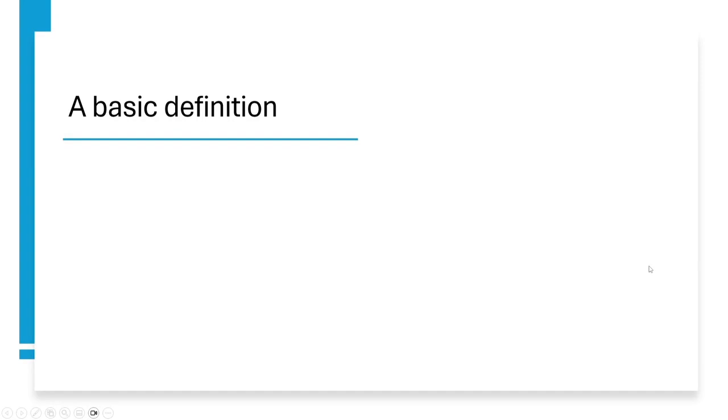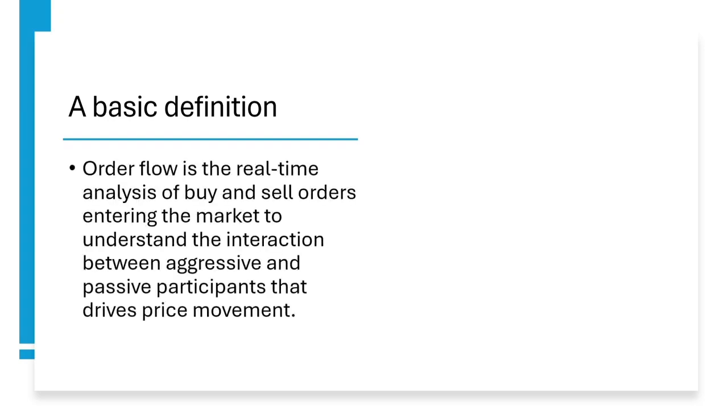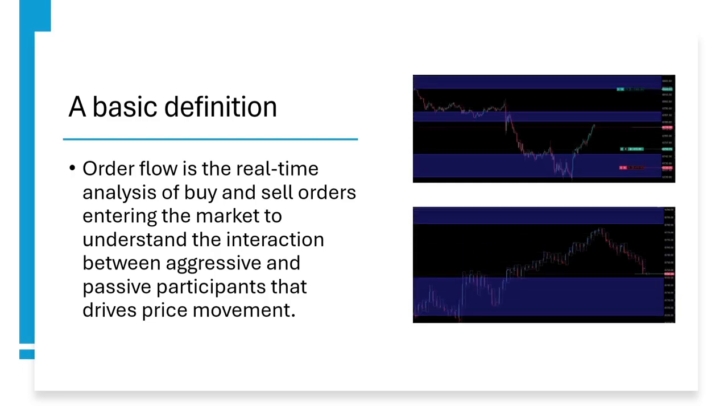So we're going to start with a very basic definition. It's important to get these definitions correct as we start to move forward, right? Order flow is the real time, and that's the key word or key phrase there, analysis of buy and sell orders entering the market. There are two types of orders, and we're going to go into that in future videos and this video. We have aggressive players and we have passive players.